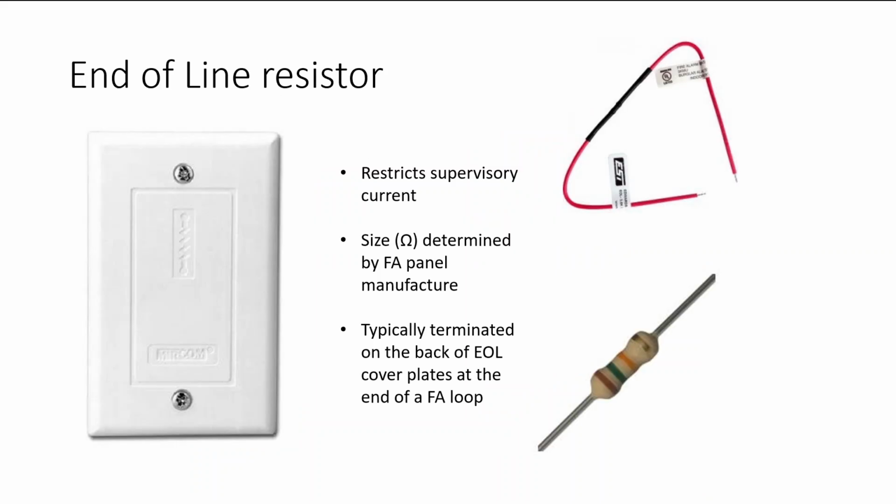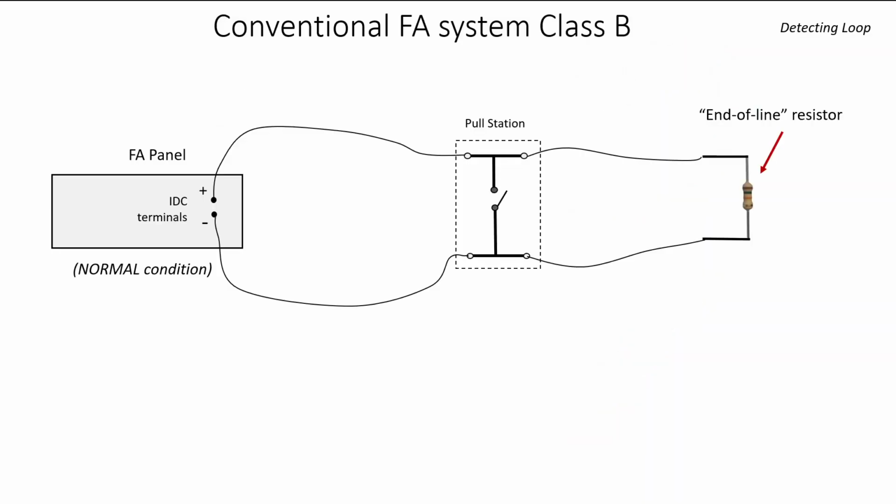A Class B conventional system that we're going to look at requires the use of an end-of-line resistor. The end-of-line resistor is used to restrict supervisory current. Its size is determined by the fire alarm panel manufacturer and is typically terminated on the back of an end-of-line cover plate at the end of a fire alarm loop. Let's see how all of that gets terminated.